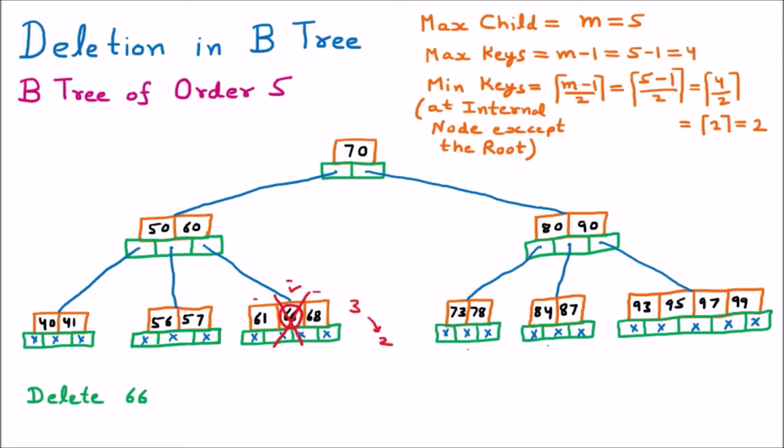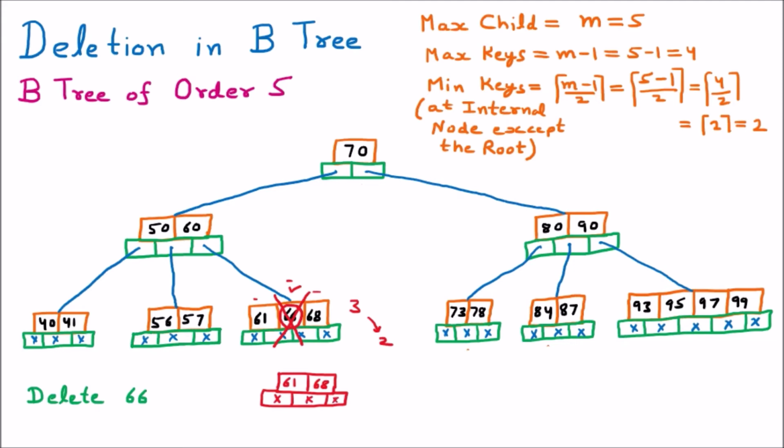So there is no such problem because there is no such condition given for the external nodes or the leaf nodes. So after modification, meaning deleting this 66, we will have 2 keys available: one will be 61 and the second will be 68. And since there are 2 keys, they will have 3 children. So 3 children will come and they will have a cross because there are no further children available.